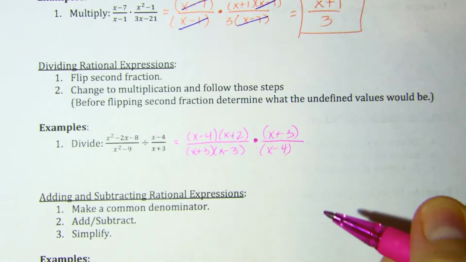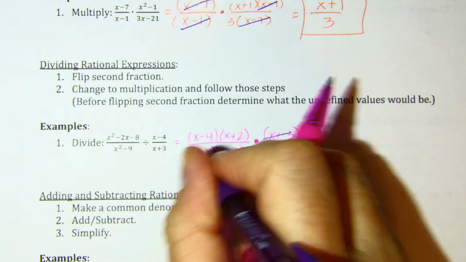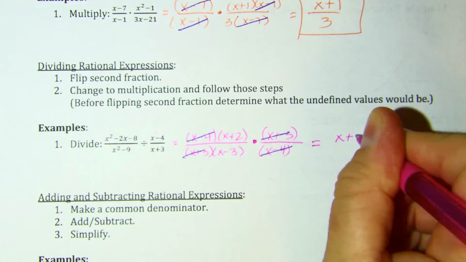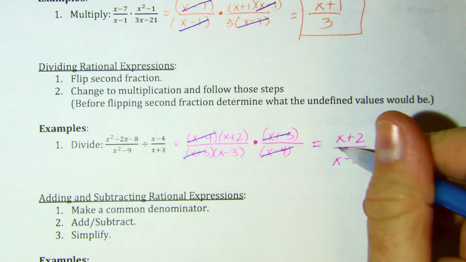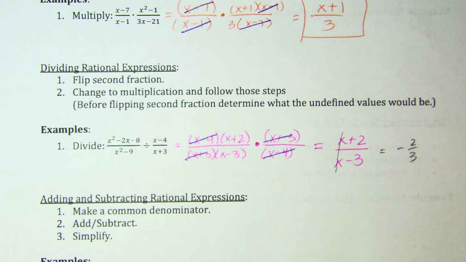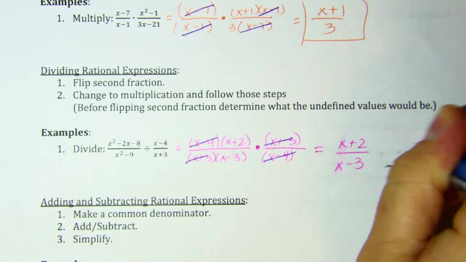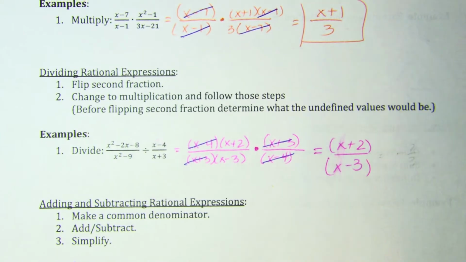And now that it's multiplication, I can cancel across fractions. So x plus 3's cancel, x minus 4's cancel, and I'm just left with x plus 2 over x minus 3. Now, a very common mistake I see here is people say, oh, I can cross out the x's and my answer is negative 2/3. That's wrong. This is an entire factor. They have to stay together. This stays together and this stays together.